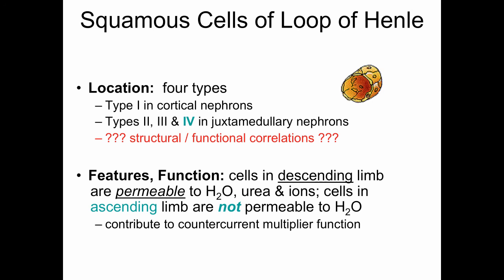The main thing I would like you to keep in mind is that cells in the descending limb are permeable to water, to urea, and to ions, but cells in the ascending limb are not permeable to water. And the type 4 cells, the cells in the ascending limb, are the cells that are not permeable to water. These cells in the ascending limb of Henle contribute to the countercurrent multiplier function that you'll learn about in physiology.